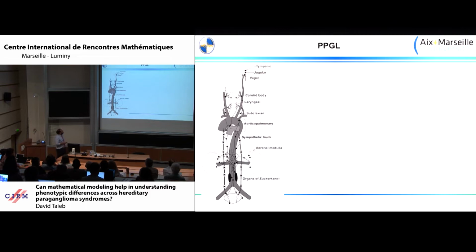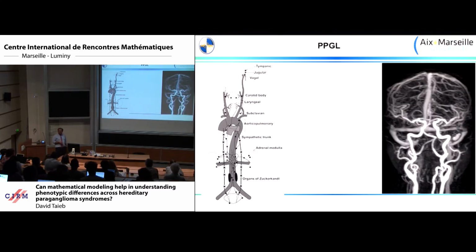To summarize, we can say that there are head and neck paraganglia, which are in relationship with the parasympathetic nervous system, and abdominal paraganglia, including the adrenal medulla, which are in relationship with the sympathetic nervous system. And in a few cases, some tumors may arise from these cells, and they are called paragangliomas. For example, here is a tympanic paraganglioma. These tumors are highly vascularized, as you can see here.